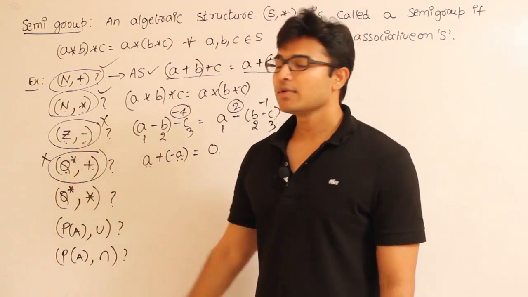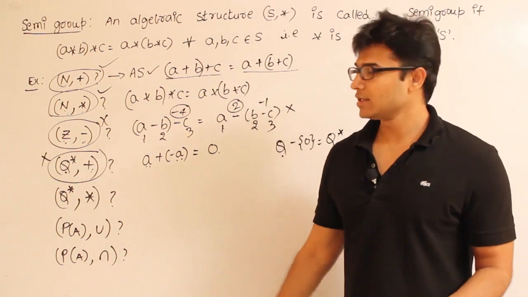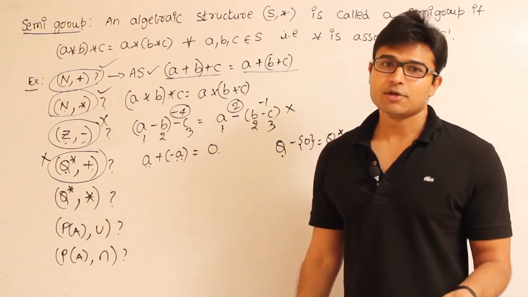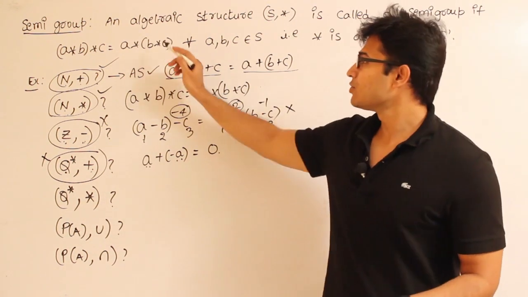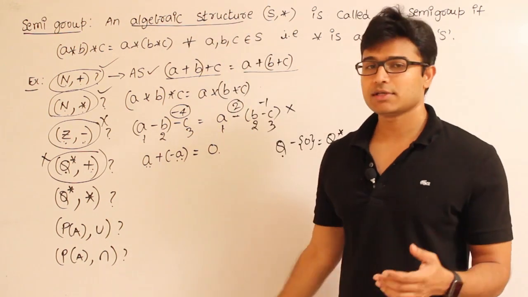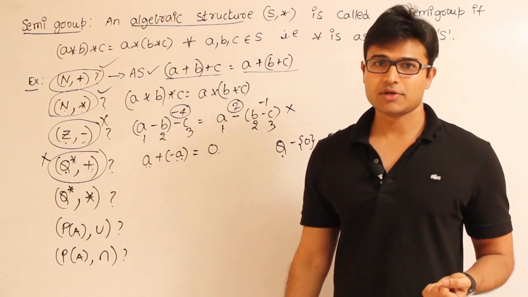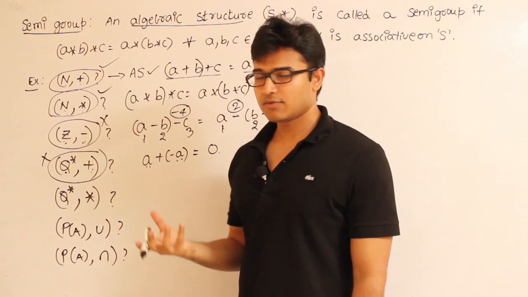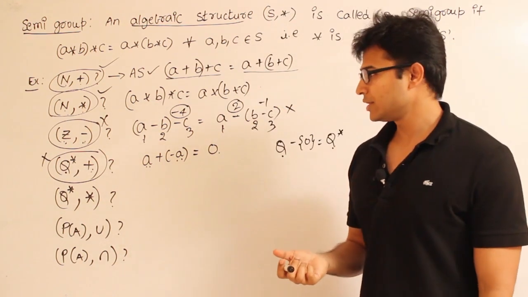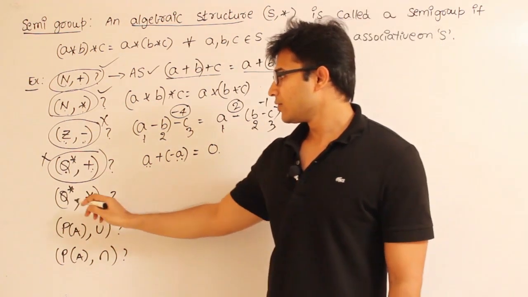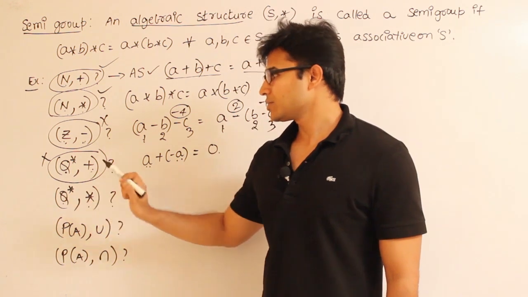If it is not an algebraic structure, of course it cannot be a semi-group, right? Because a semi-group has to be first an algebraic structure, then only we verify the associativity rule. If it fails to be an algebraic structure, we need not verify it at all. Got it? Yeah. Now look at the next one, Q star and star.